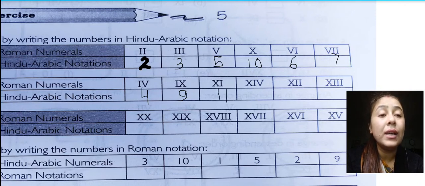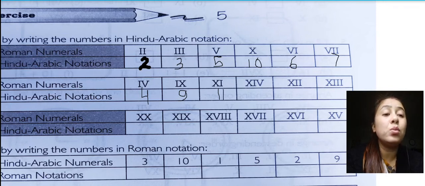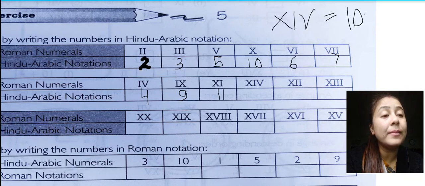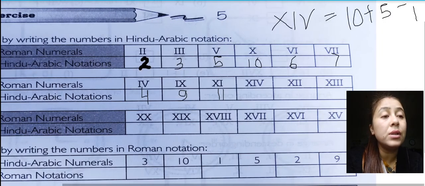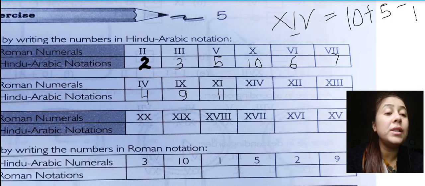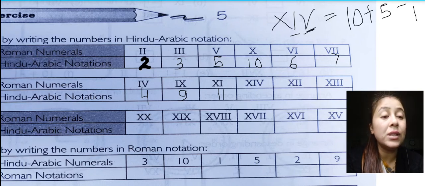Here also, children, XIV. X means 10, I means 1, V means 5. So we are subtracting 5 minus 1. Yes, XIV: I is placed between X and V, so it will be 10 plus 5 minus 1. Because we have learned the rule that whenever a smaller digit is placed before a greater digit, it will be subtracted from the greater value on the right-hand side. So it is 14. We will write 14 here.